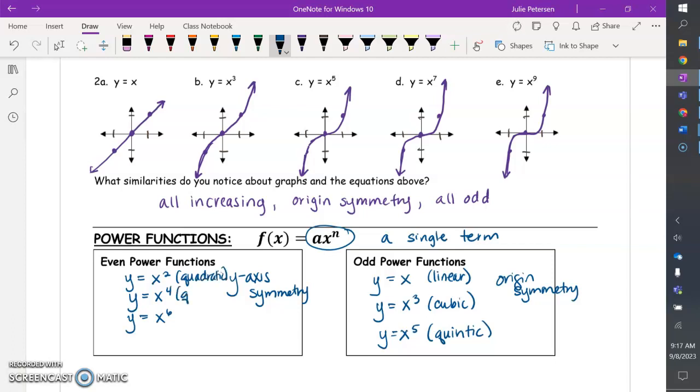X to the 4th is quartic. And after the degree 5, they don't really give them special names. So x to the 6th doesn't get a special name.